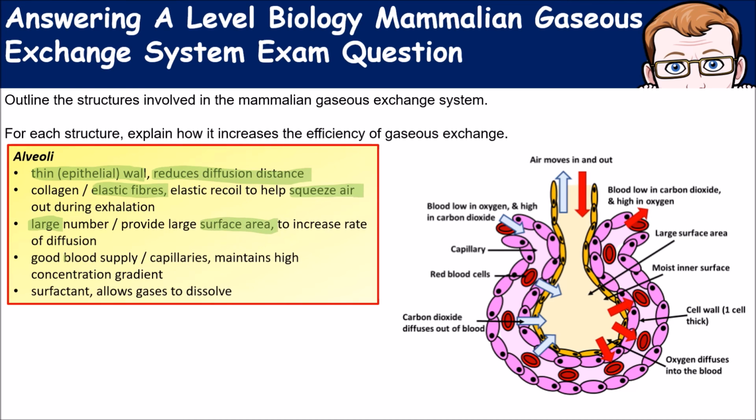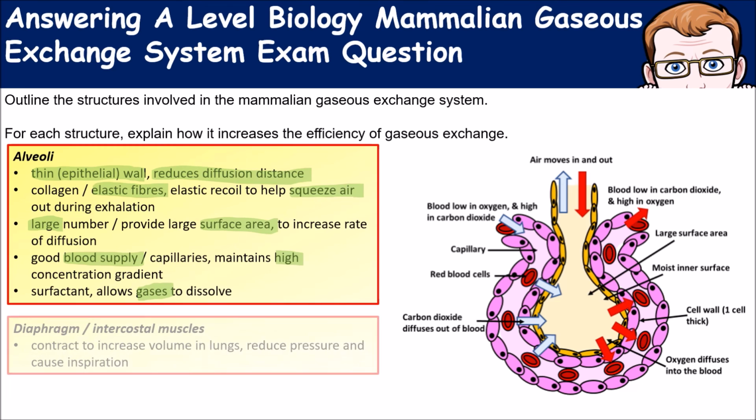The fact that there's a good blood supply helps maintain that high concentration gradient, and that all allows oxygen to diffuse in and carbon dioxide to diffuse out. The only other thing that's worth talking about is the diaphragm. Remember, if we're moving down, the diaphragm sits underneath the lungs. When it contracts, that increases lung volume and causes a reduction in pressure, so air moves in. So they're just a few key things that you can talk about when answering questions on mammalian gaseous exchange.